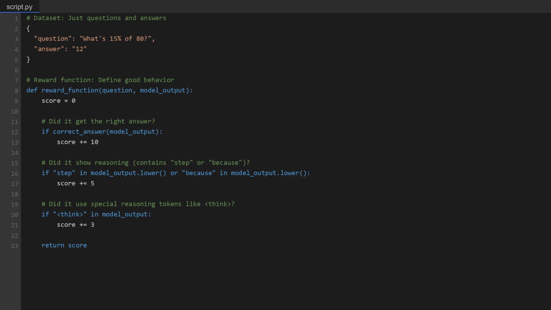What you define instead is a reward function. This one scores model outputs on 3 criteria. Correctness gets the highest reward. The presence of reasoning indicators like the words step or because gets a smaller bonus, and the use of special reasoning tokens like the think tag gets another bonus. The model generates candidate responses, scores them against this function, and updates its weights to produce higher scoring outputs. Over many iterations, it learns that showing its work leads to better scores, so it starts showing its work.